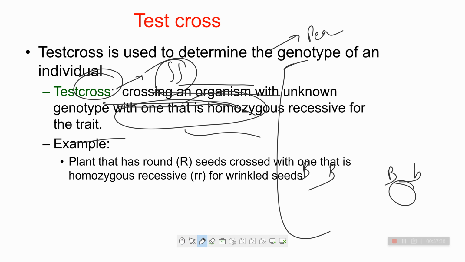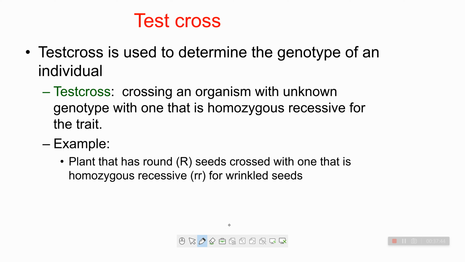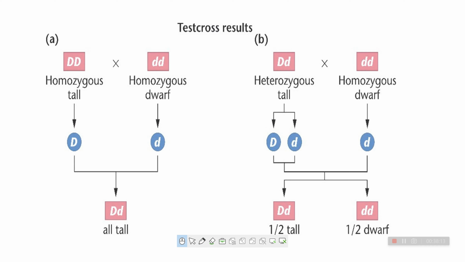Next, test cross. Actually, what happens in a test cross? Test cross is used to determine the genotype of an individual. If you want to know the genotype of the individual, then you use the process of the test cross. Test cross is a type of back cross. Means if there is an offspring and you want to identify its genotype, we cross that individual to their parents, then we determine the genotype of that individual. This is known as test cross.